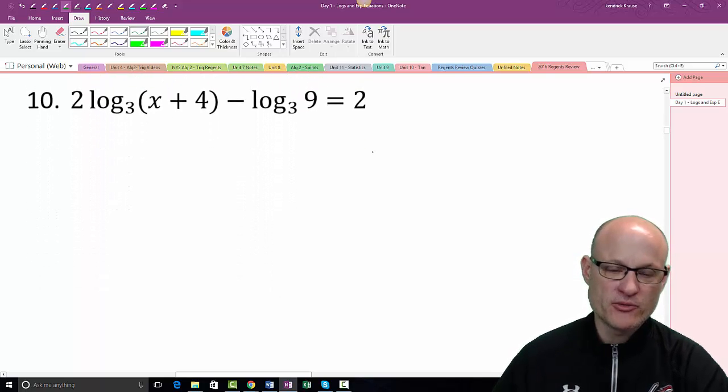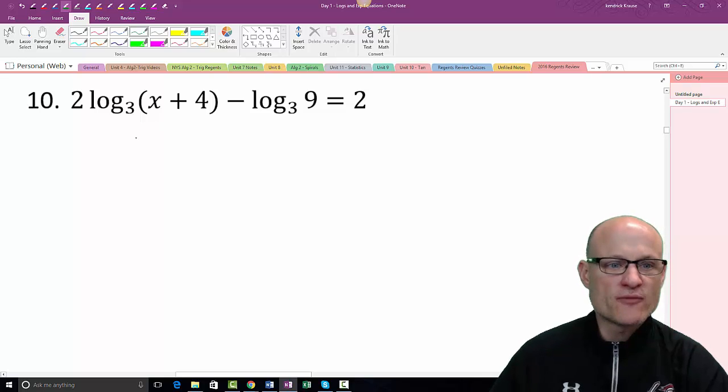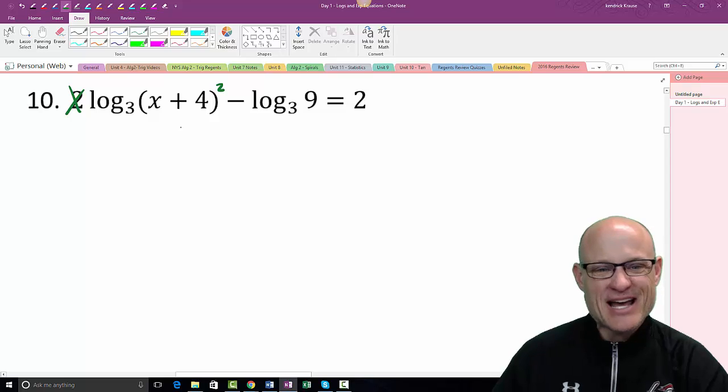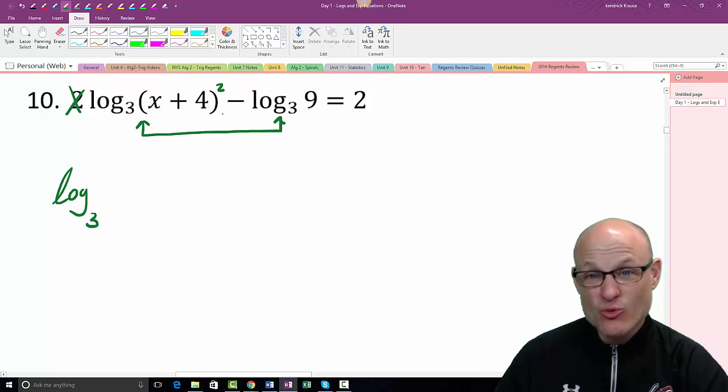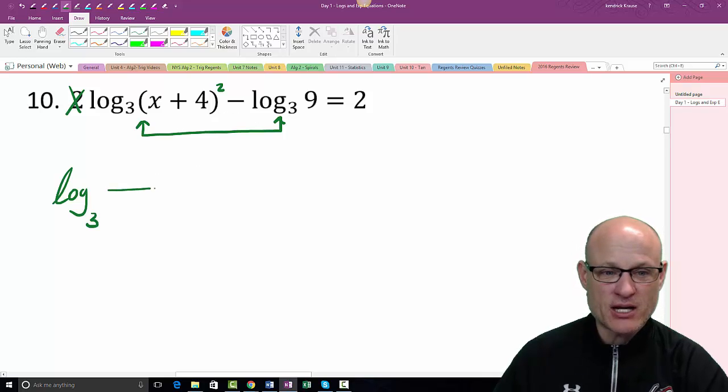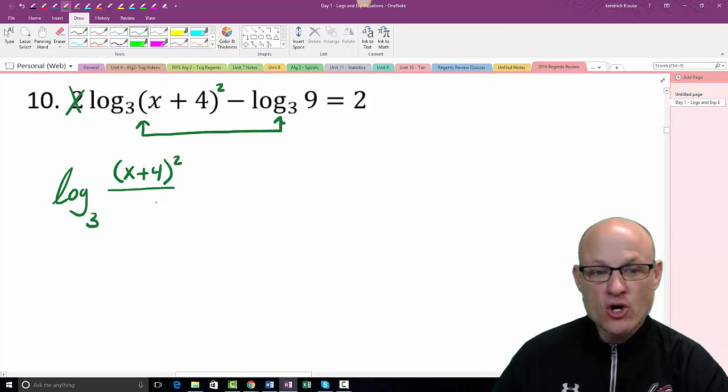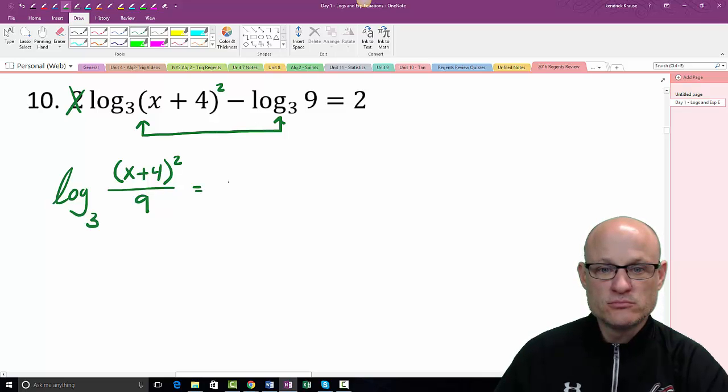This one's a little bit more manageable. So the first thing we're going to do is return the exponent squared. Now I've got to condense these two logs into one log. Log base 3. When you have subtraction, if you remember correctly, that comes back to being division. So log base 3 of x plus 4 squared over 9 equals 2.